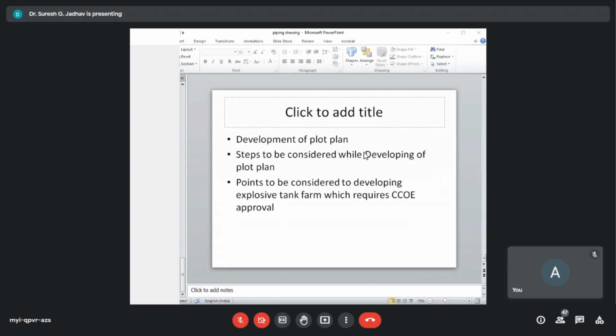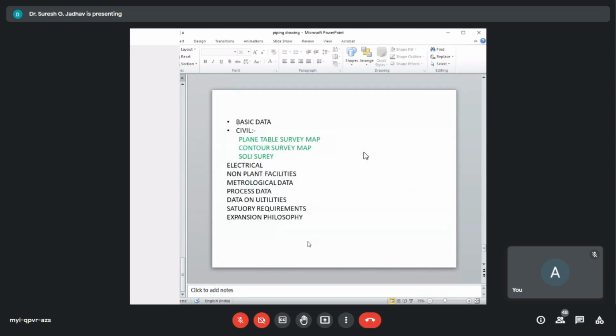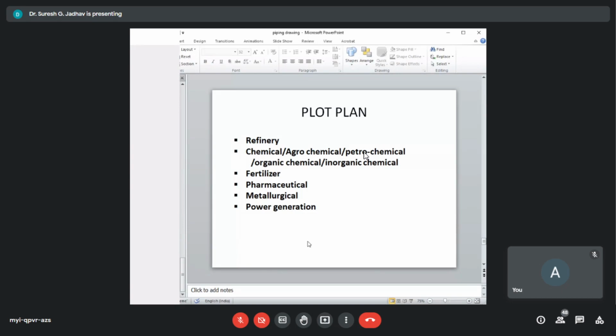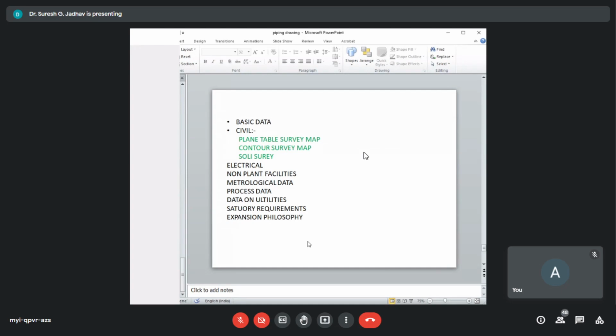Some steps remain. If you have any questions or doubts, you can ask them regarding the earlier piping drawing checking and plot plans. Within plot plans, we have seen the different kinds of data requirements for refineries, chemical, agrochemical, petrochemical, organic chemical industry, fertilizers, pharmaceutical industries, metallurgicals, and power generation. And later we will discuss the basic data.